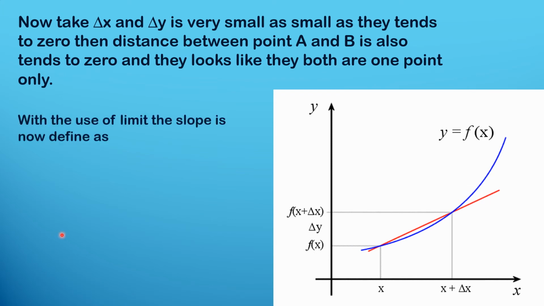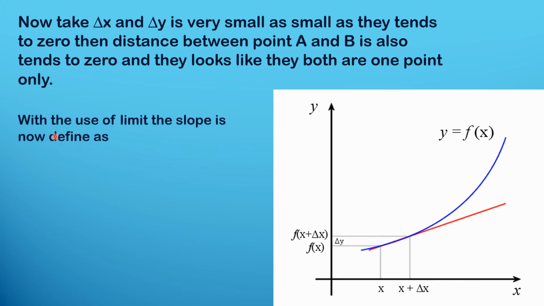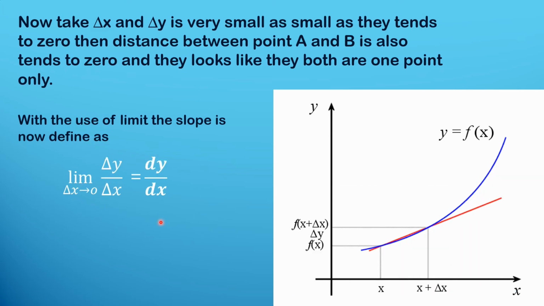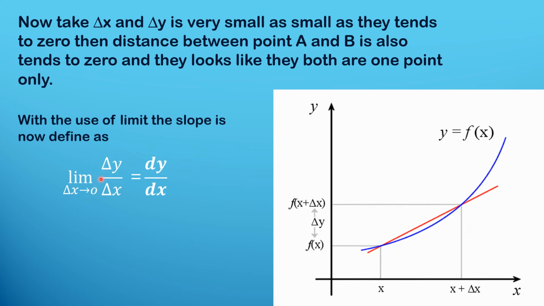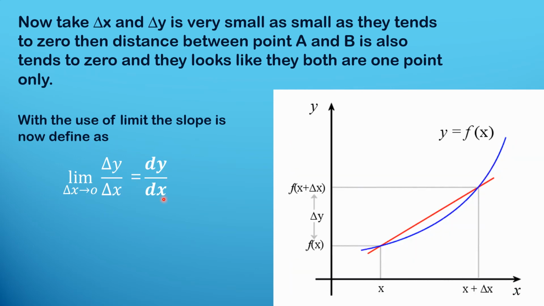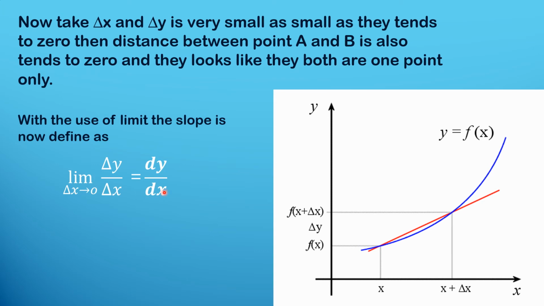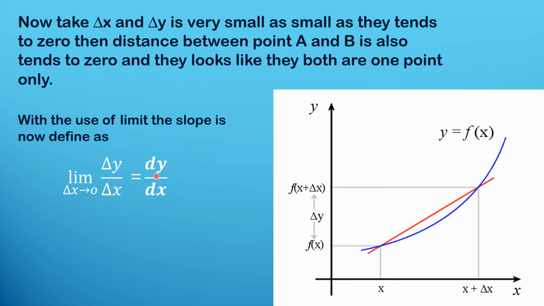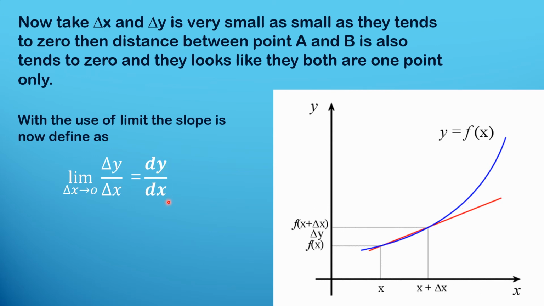So with the use of limit, the slope is now defined as limit delta x tends to 0. Here we want to use limit, and our limit is delta x tends to 0, and we apply this limit on our equation delta y by delta x. And this equation we can define as dy by dx, and this is a very well known equation, which is the equation of derivative of y with respect to x.